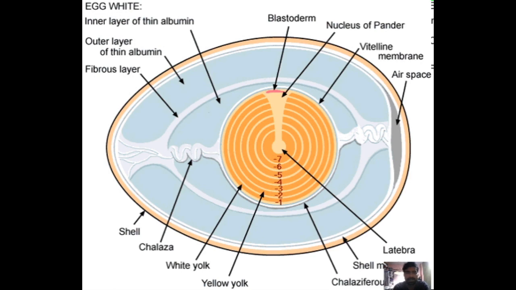Then when you enter inside of this egg, there are several membranes present. Here the outer layer of thin albumin is present. Then inside of this albumin there are fibrous layers present. And when you look at the middle portion or the center of this egg, there is a yolk. When you see this yolk, it is a very thick or large amount.